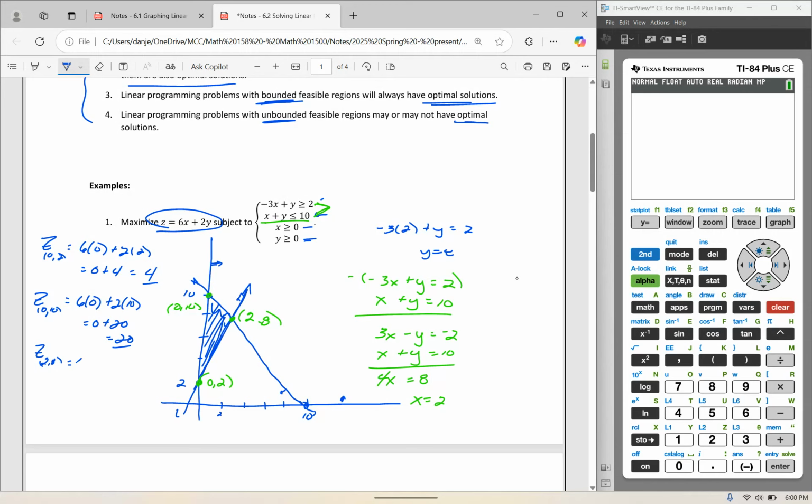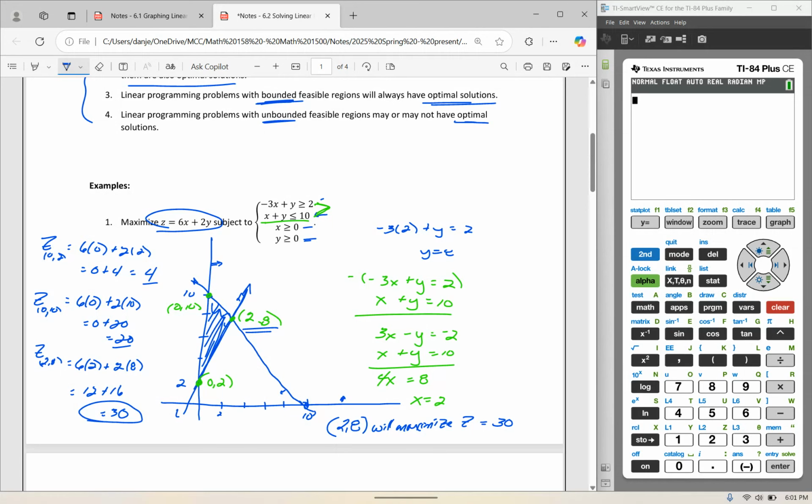For 2, 8, we're going to have 6 times the x value of 2 plus 2 times the y value of 8. 12 plus 16 is 30. The maximum value for z is 30, and that occurs at the point 2, 8. So 2, 8 will maximize z, and that maximum value for z is 30. So I get a maximum of 30 at the point 2, 8.